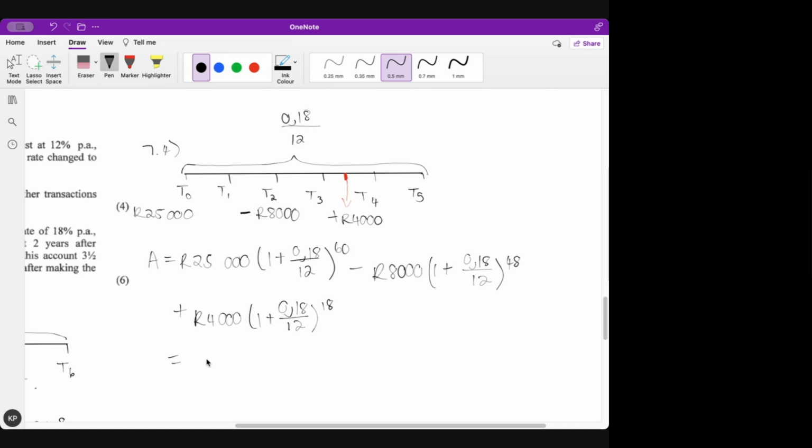Plus the 4,000 rand. Ugh, I was almost at the end, and then I messed it up. And I'm not going to go in and work it out again. But I do have an answer here.